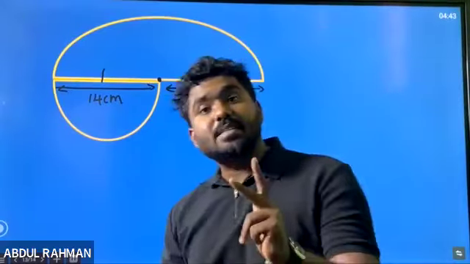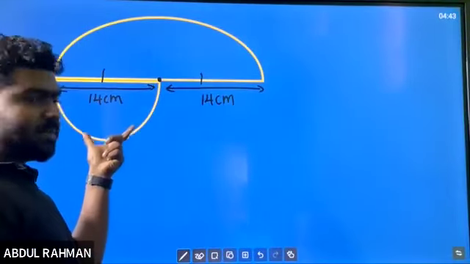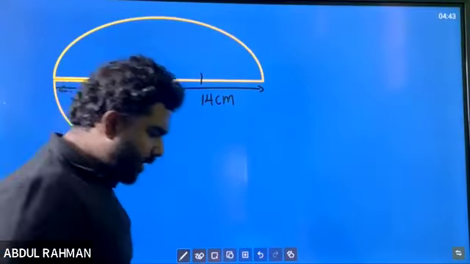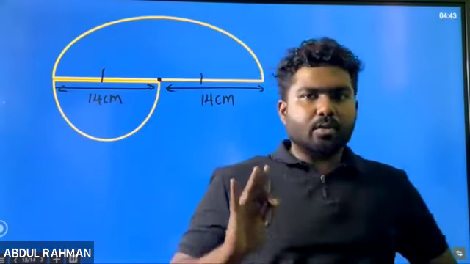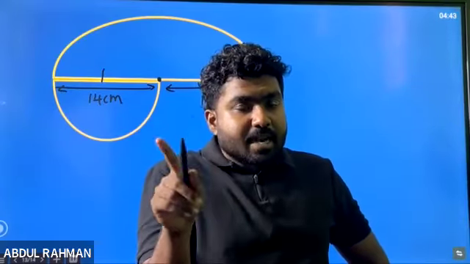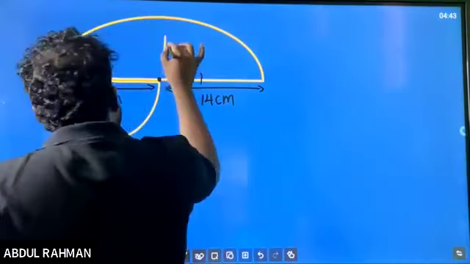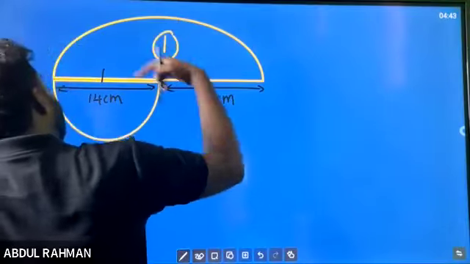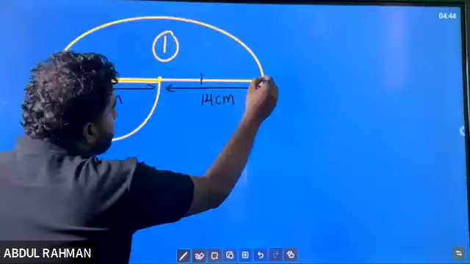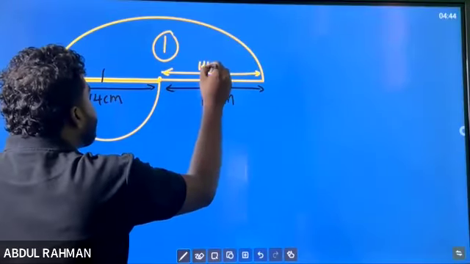Now how many semicircles do I have? Two semicircles. One semicircle is this semicircle and the other is this semicircle. The first thing you need to find out is the radius and the diameter of each semicircle. I'm taking the large semicircle as semicircle number 1. Semicircle number 1's radius is equal to how much? 14 centimeter.